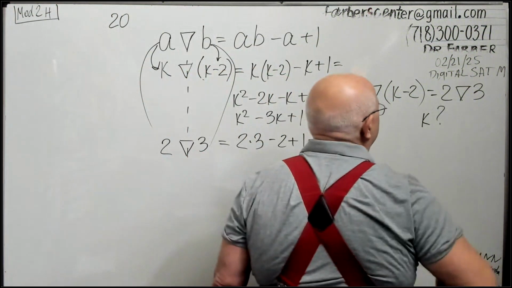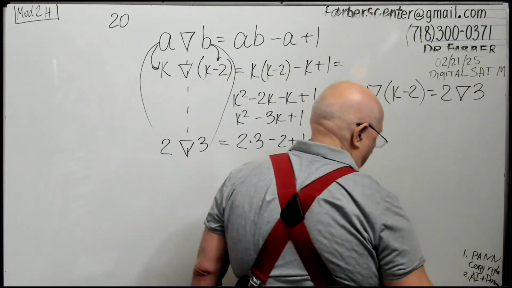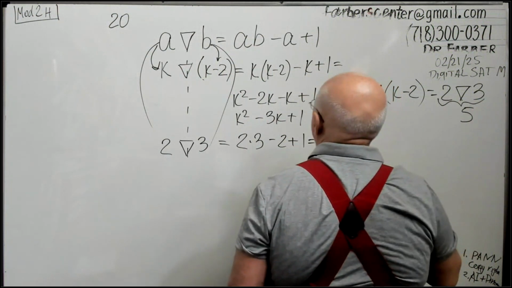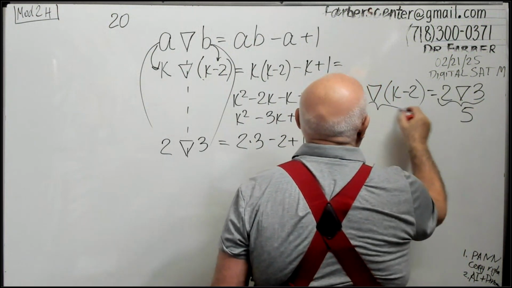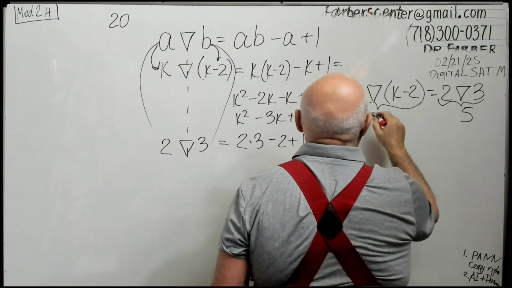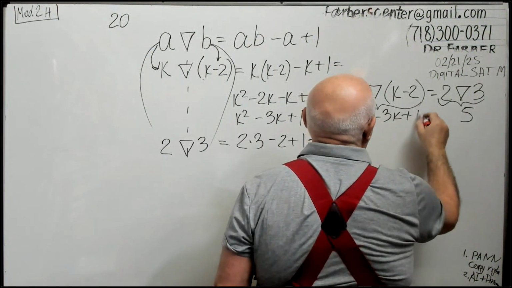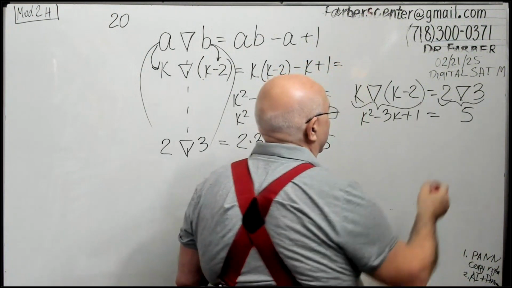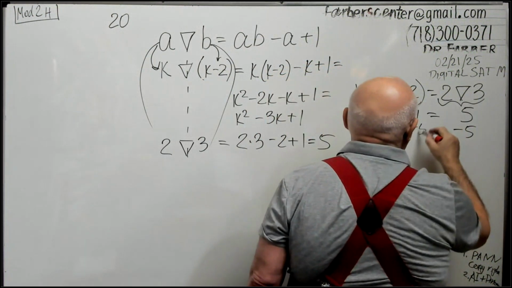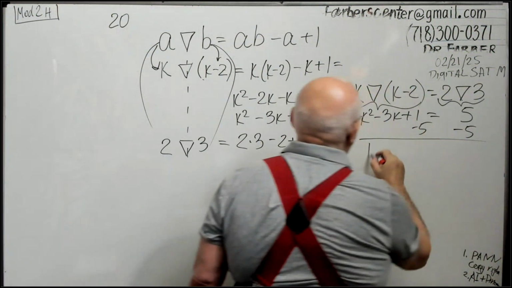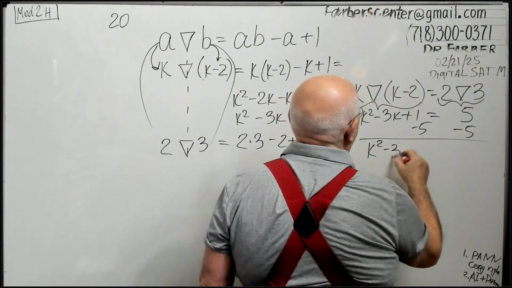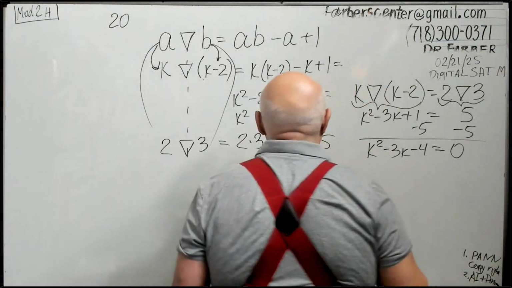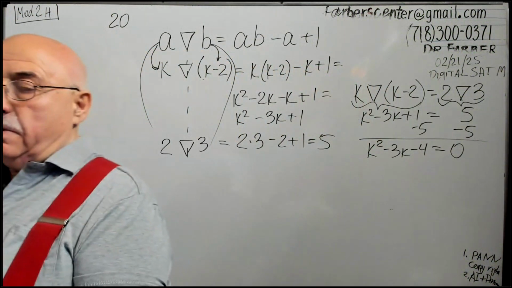So let me read this one. This equals 5. And this equals k squared minus 3k plus 1 equals 5. This is a simple quadratic equation, normalize it. Minus 5, minus 5. You have k squared minus 3k minus 4 equals 0. Understand up to this point, this is simple symbolism.